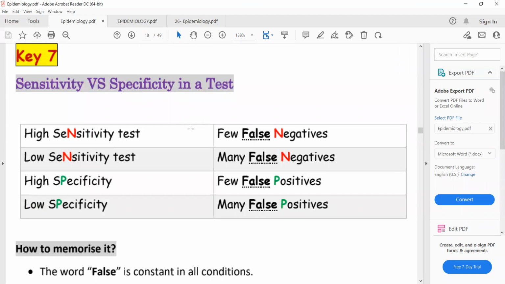Now, some questions about sensitivity and specificity. High sensitivity means few false negatives. Like we did in the example that out of 100 patients, 80 were true positive and 20 were false negative. If out of 100, 60 are false negative, then what will you say about the sensitivity of this test? It means the sensitivity of this test is low. So sensitivity of a test can be calculated from false negative results.